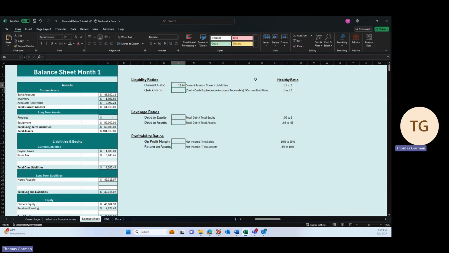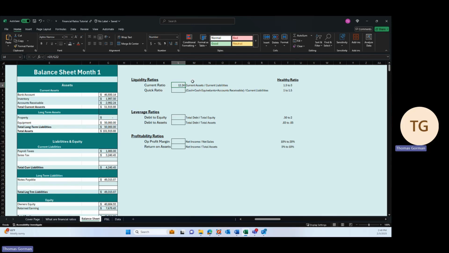Now, remember, we said that a healthy current ratio is anywhere from 1.5 to 3. Now, with a current ratio of 12.24, what does that mean? Well, it means that we have $12 of assets to every $1 of debt, basically. And so that tells us very quickly that we should have no problem covering our current liabilities.